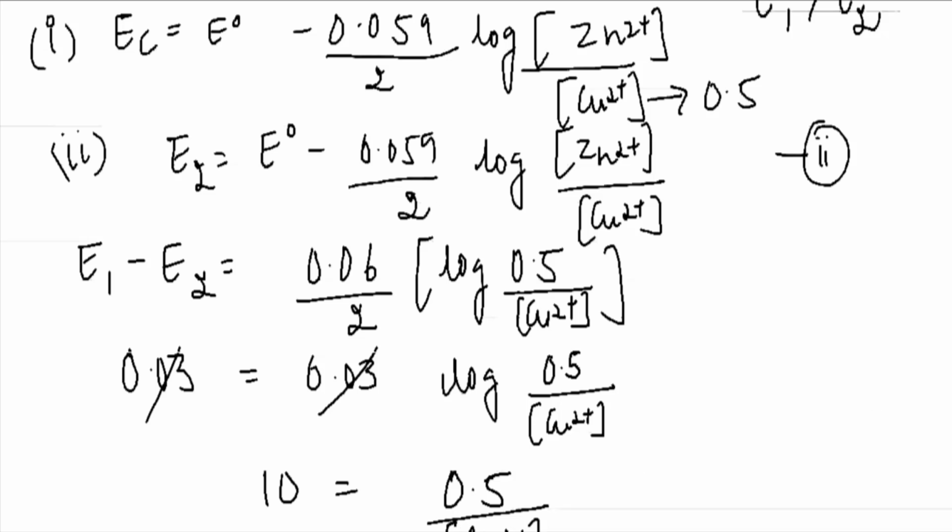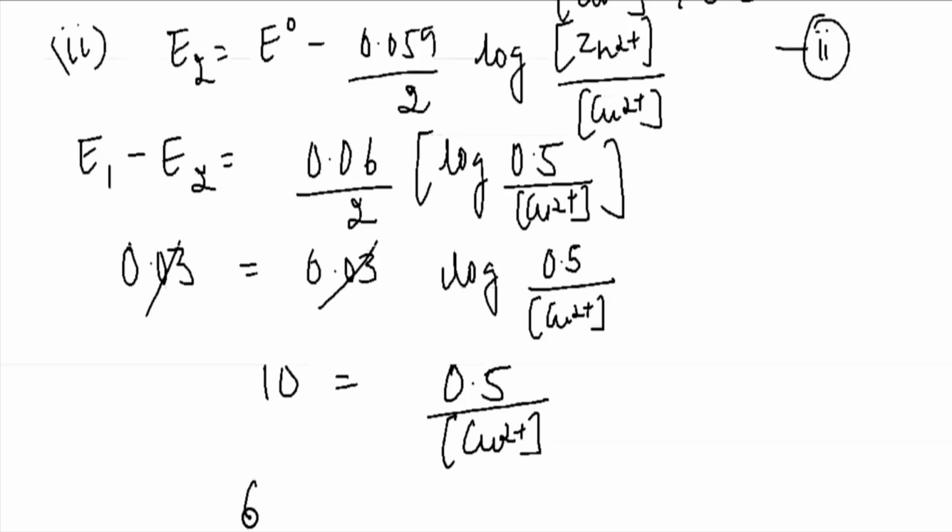So from this we can find the Cu2 plus concentration, which will come out to be 0.5 divided by 10, that is, 0.05. So this is your answer to the question, which is part B. Thank you.